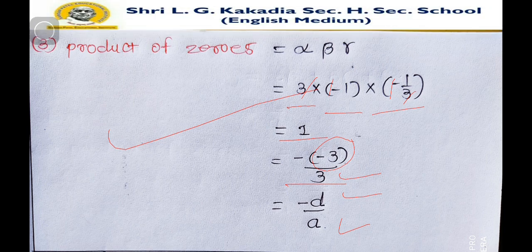So here we remember the three relationships in a cubic polynomial: the sum of zeros, that is alpha plus beta plus gamma; the sum of products of zeros, alpha beta plus beta gamma plus gamma alpha; and the third one is the product of zeros, that is alpha beta gamma.